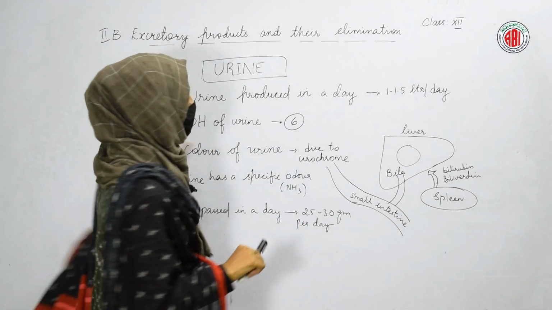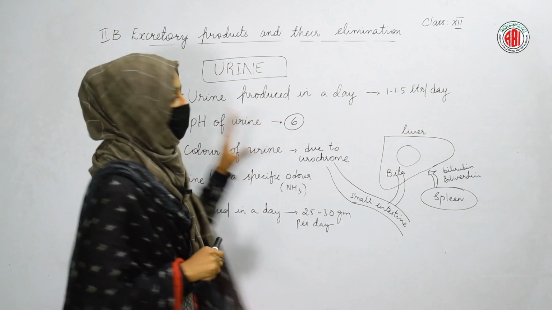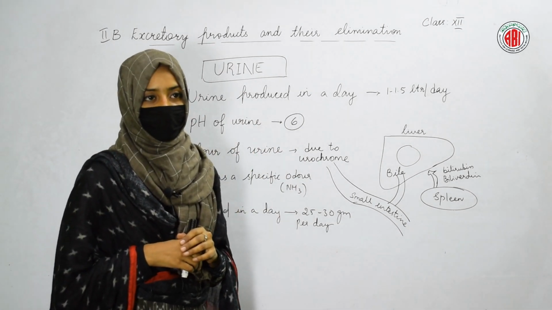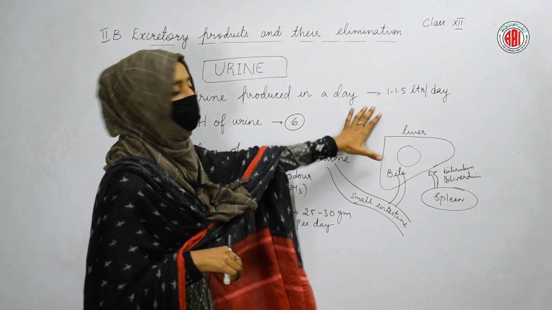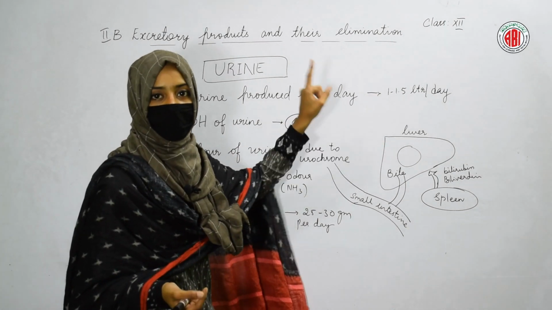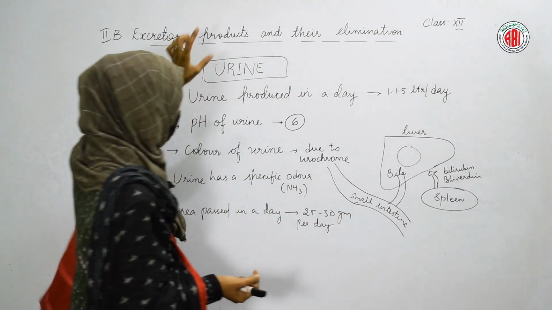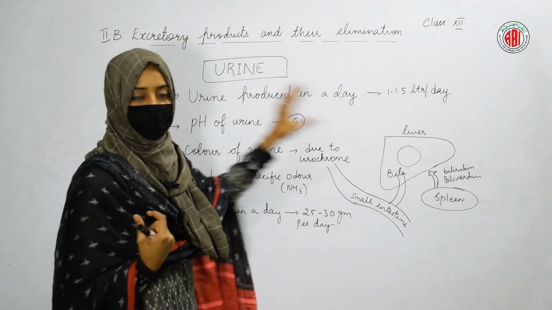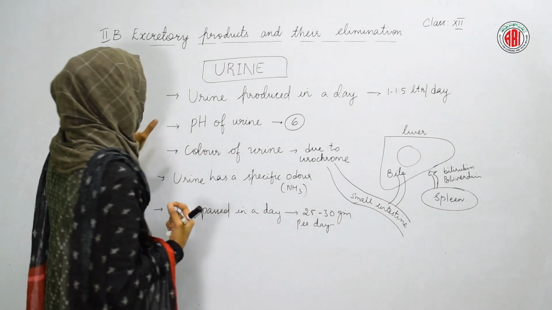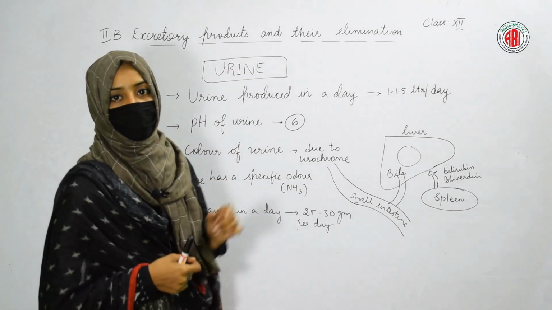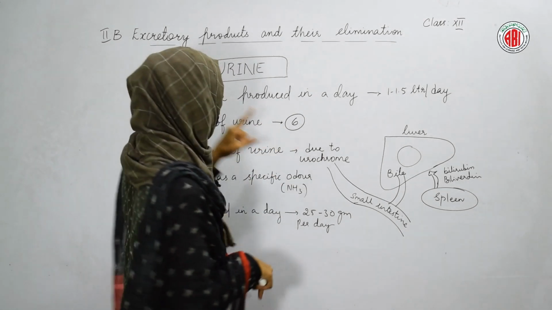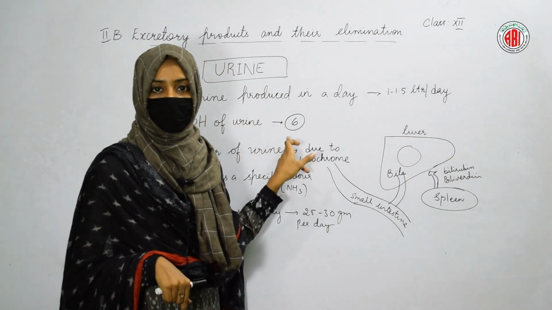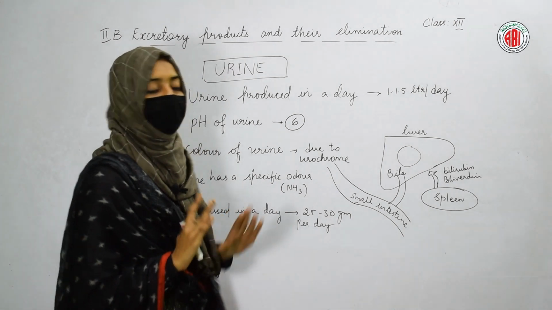The urine produced in the human body in a day is 1 to 1.5 liters. So 1 to 1.5 liters of urine can be produced by a human body in a single day. This is the normal range. When we see the pH of urine, it should be acidic. That means it should maintain a pH of 6. Whenever the pH of urine is 6, it is totally normal.